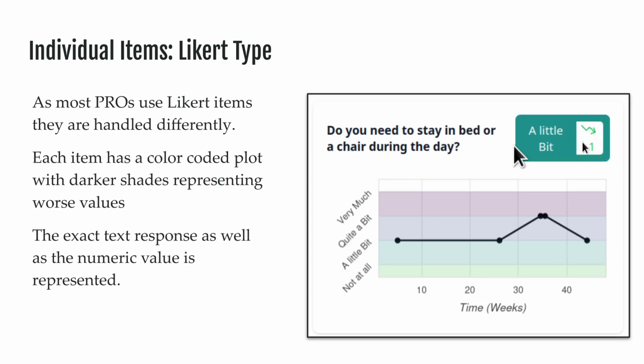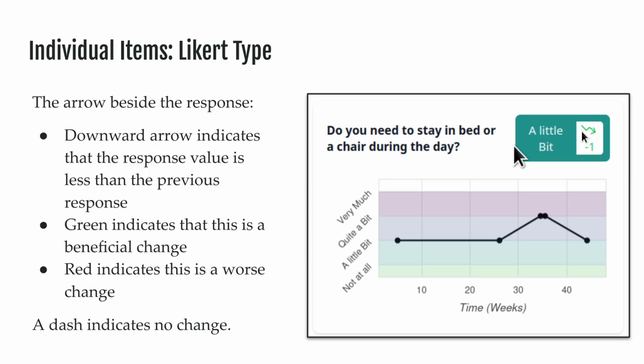You can also see the arrow which is provided, and a downward arrow indicates that the response value is less than the previous response. Here the green is indicating that it is a beneficial change because a decline in the score is considered better, and red indicates that this is a worse change. A dash indicates there is no change. So using this information, you would be able to use the PRO response to determine which items need your attention and which questions need to be probed further from the patients.